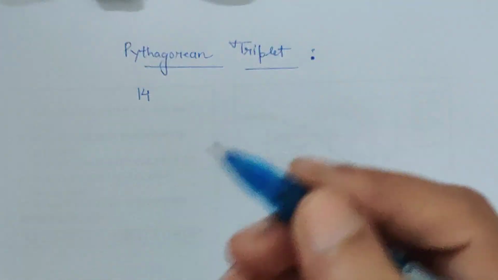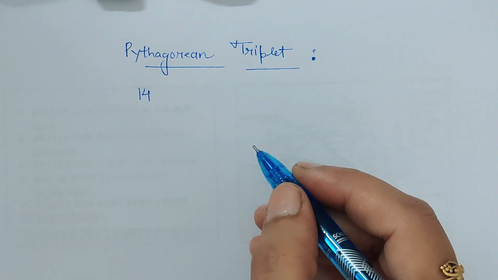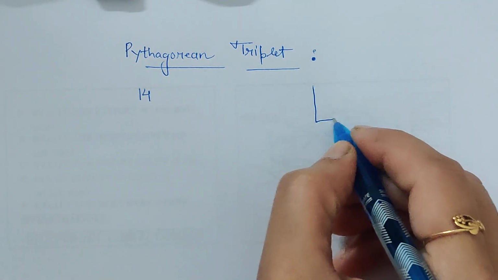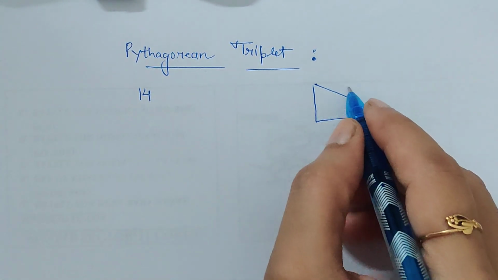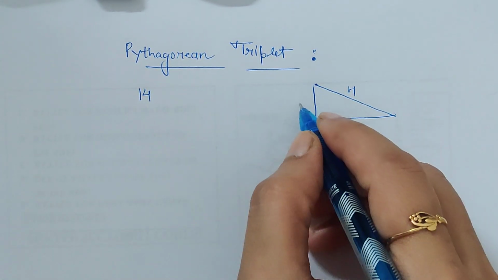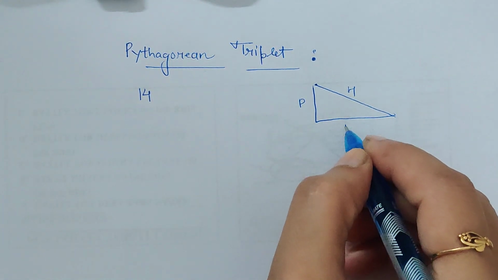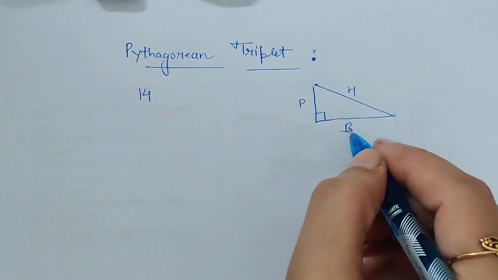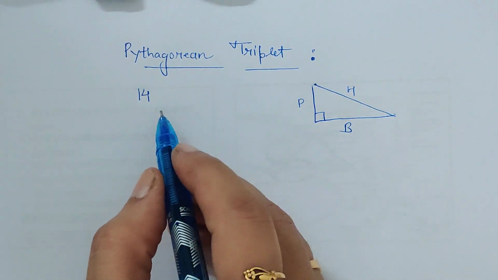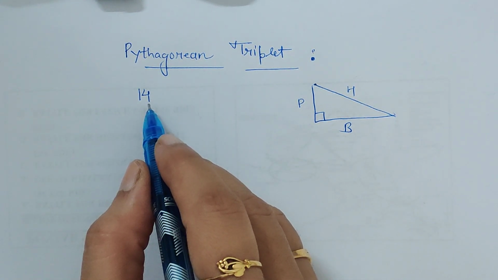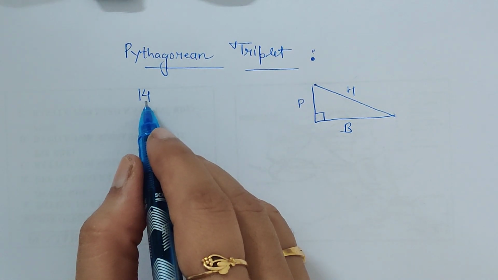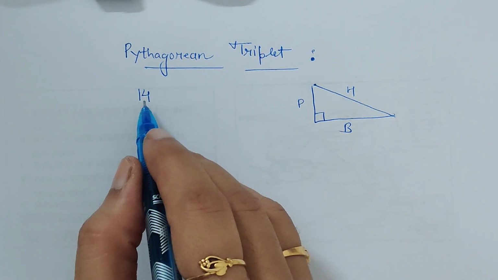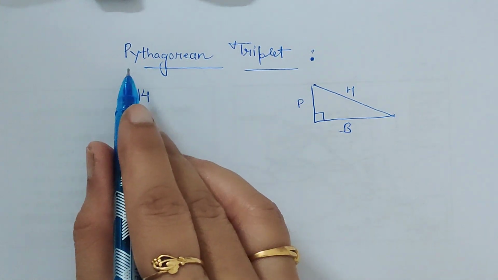Forming a Pythagorean triplet means satisfying the Pythagoras theorem, that is, if 14 is any one of the sides, then the square of the hypotenuse should be equal to the sum of the squares of the other two sides. So this is the perpendicular, this is the base. In that way we have to find the values of the other two sides of the right triangle. Always one value will be given to us and we will be asked to find the Pythagorean triplet.